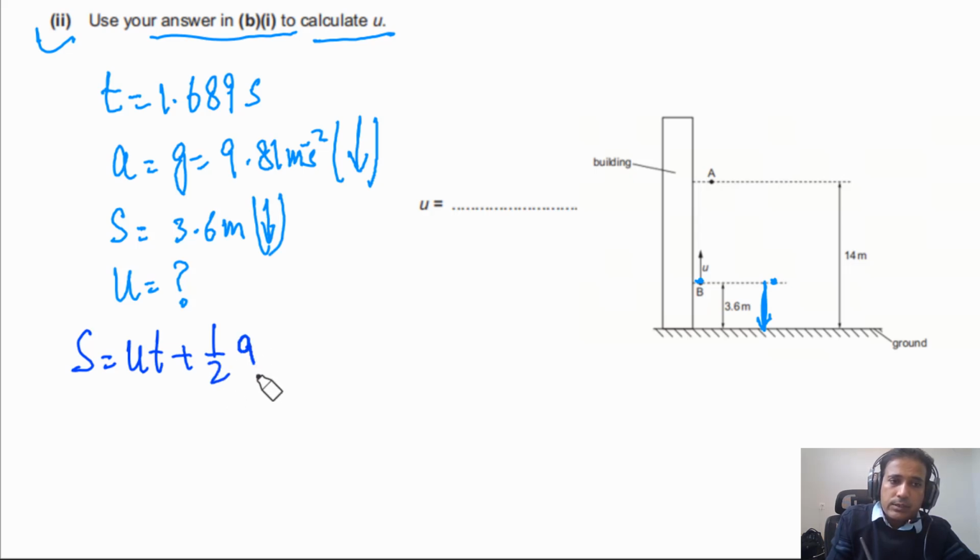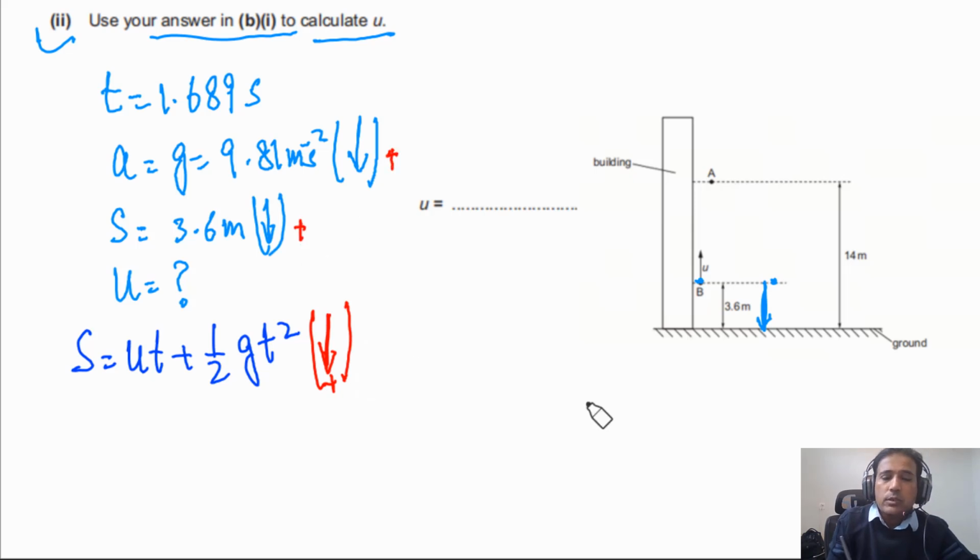1/2 gt square, and in this case we will take down is positive, so we are taking downwards is positive, so it means this value will be positive, this value also will be positive. Now simply we can plug in values. So what is value of s in this case? S is equal to 3.6, so this is positive.